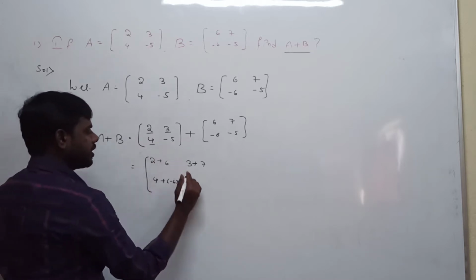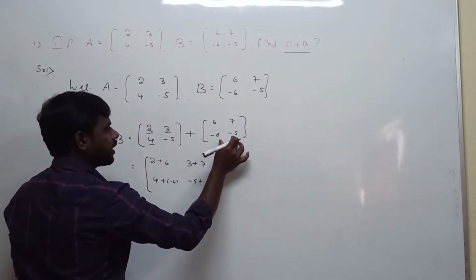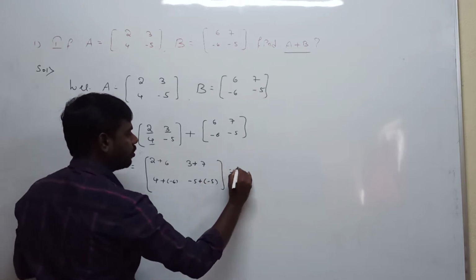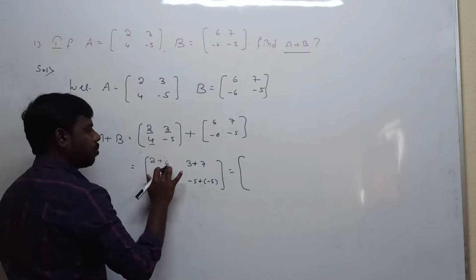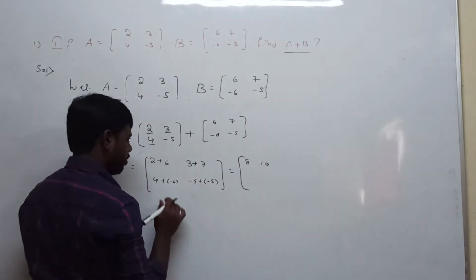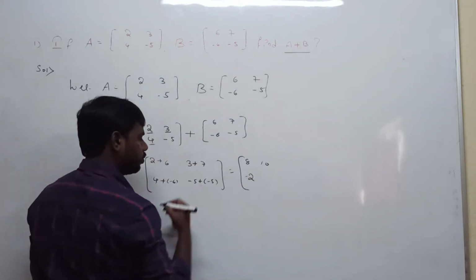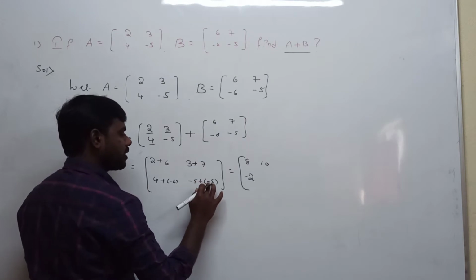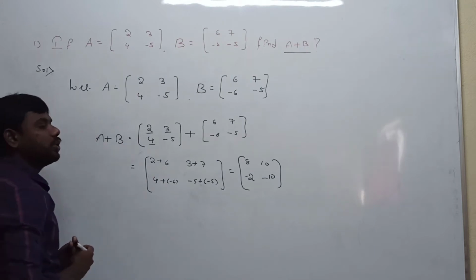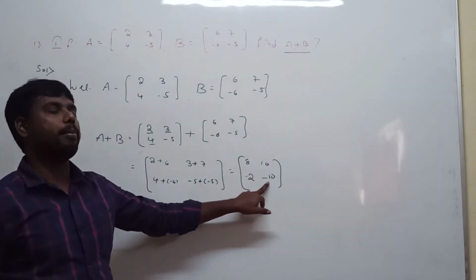Next, minus 5. Symbol is positive. Second row, in the second matrix, what is the element here? Minus 5. So now you have to simplify these values. 2 plus 6 is 8. 3 plus 7 is 10. Plus into minus is minus, so 4 minus 6 is minus 2. Minus 5 plus into minus is minus, so minus 5 minus 5 is minus 10. So the sum of the two matrices is 8, 10, minus 2, minus 10.